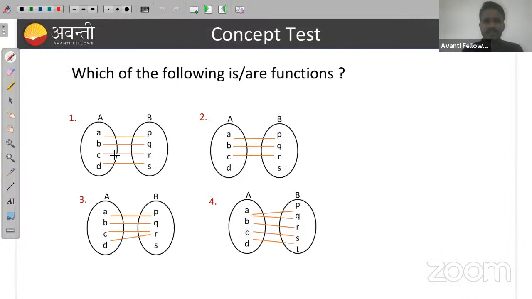So it's a concept test for you. Can you reply in the chat which of the following are functions? 1, 2, 3, 4. Just write 1 or 2 or 3 or 4. What is your answer? Quickly.